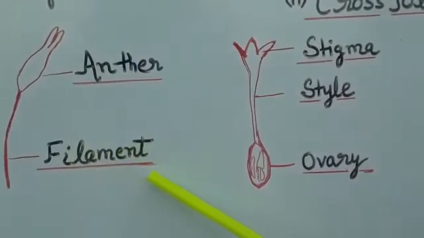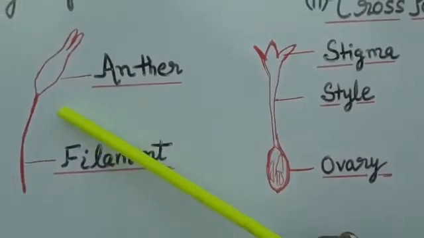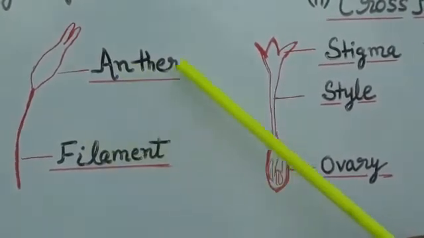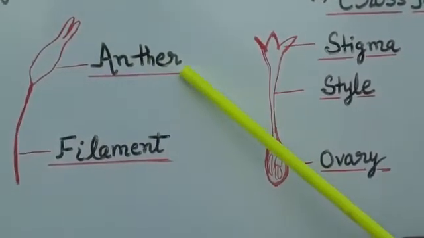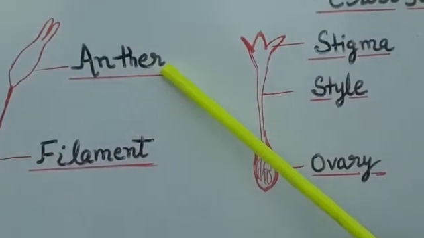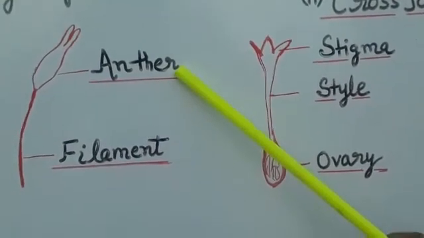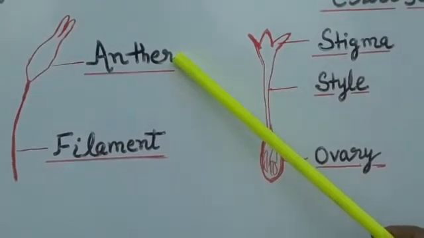Filament is a long stalk of the stamen, and this is anther. Anther is present at the tip of filament. Anther produces dust-like particles called pollen grains. Pollen grains contain the male gametes.